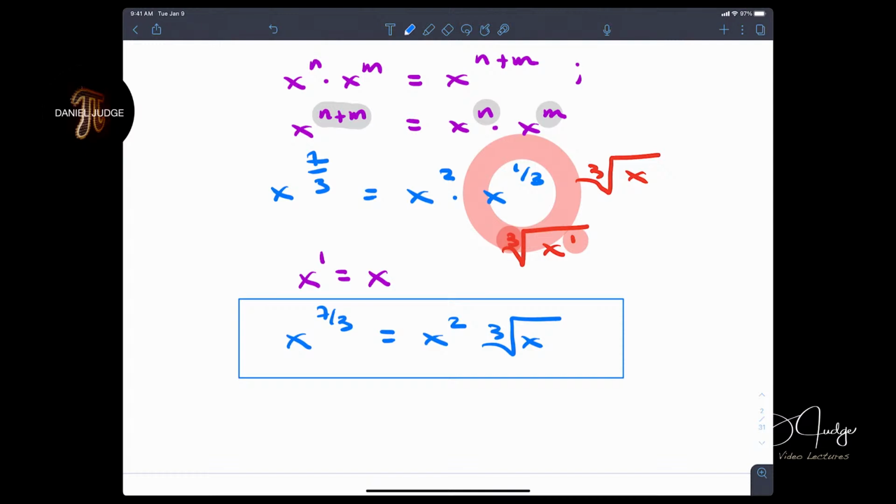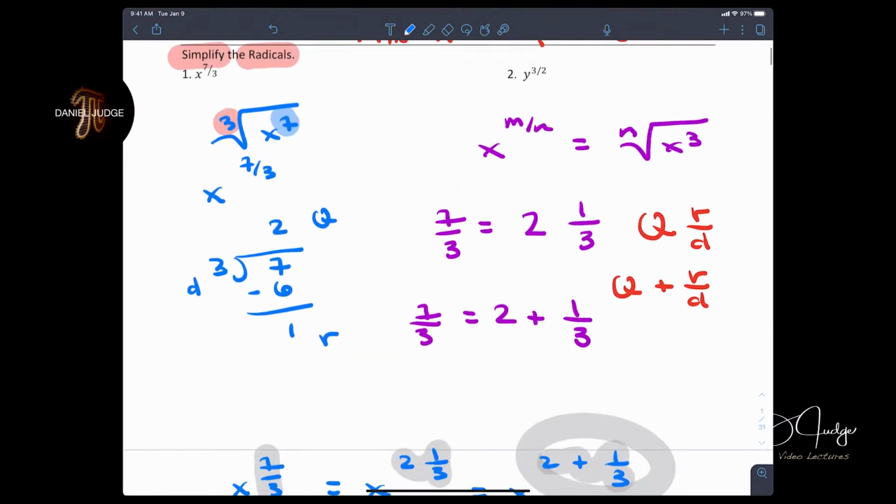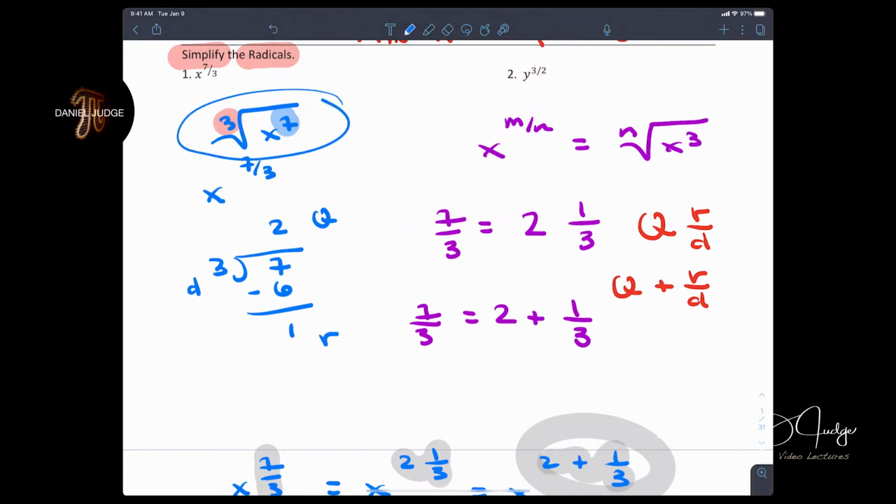And in the back of the book, you see x squared, the cube root of x, and you wonder, what did they do? What happened? Well, they simplified the radical because x to the 7/3 is really, by definition, the cube root of x to the 7th, but it's not simplified.